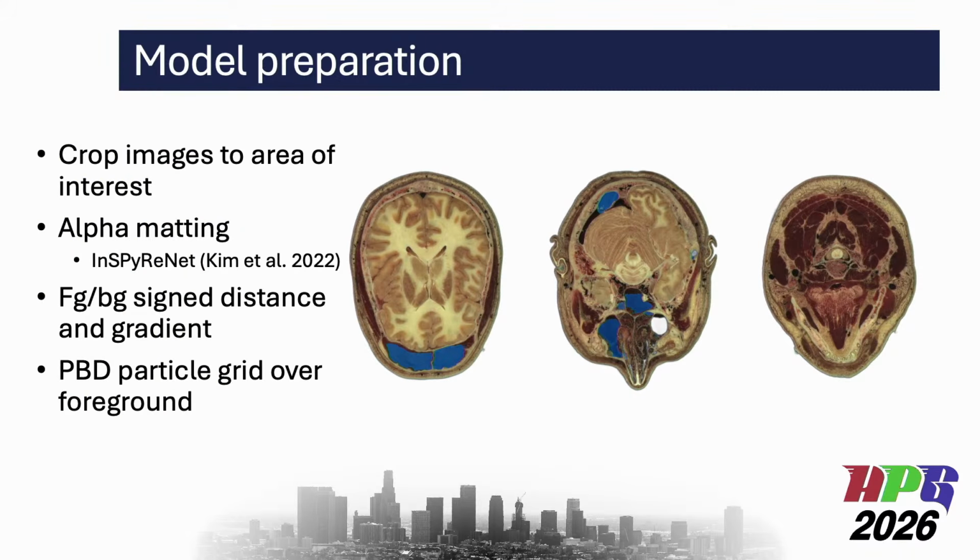To construct our model over a desired region of interest, we first crop the images and alpha mat them. We use InspireNet for the foreground-background segmentation. And thanks to the specimen being frozen in that blue gel, we can get rid of most of the remaining blue areas you see, for example, in the sinuses here, with just color keying. We then overlay a low-resolution particle grid over the foreground and compute the sign distance to the interface.